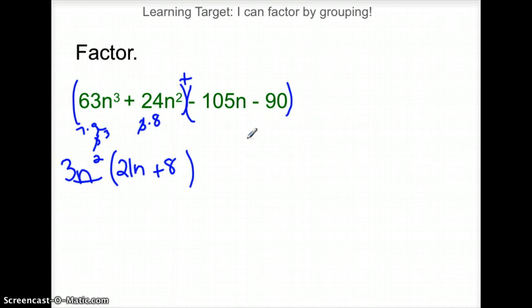Okay. Negative 105 and negative 90. Man, these are big numbers. Let's see. I'm thinking probably just a 5. But it needs to be negative, because they're both negatives. Okay, so negative 105 divided by a negative 5 would give me a 21.